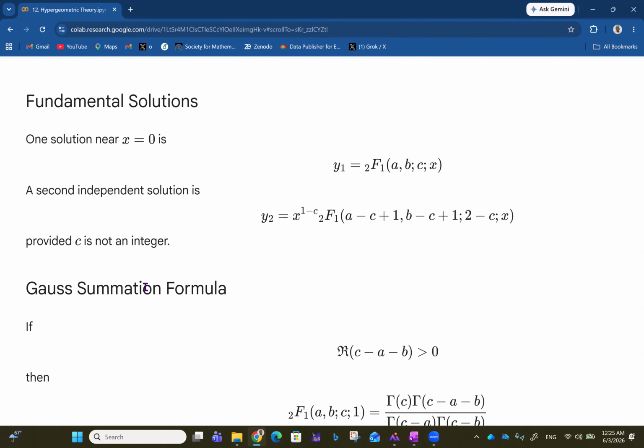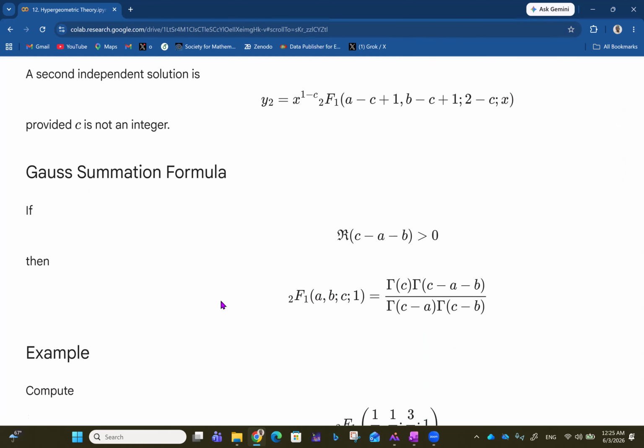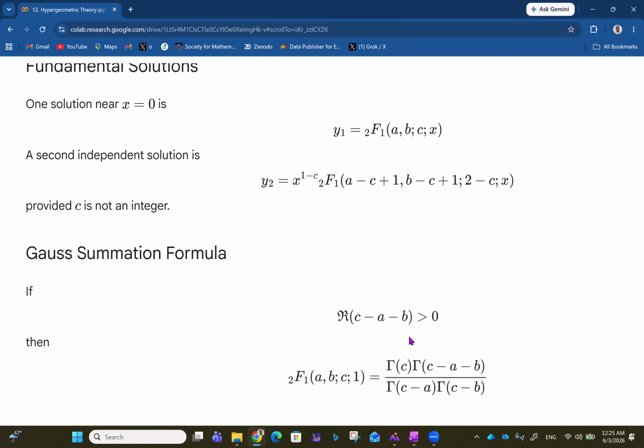Then you have the Gauss summation formula. If the real part of c minus a minus b is greater than 0, right? Then we can say that 2F1(a, b; c; 1) will be gamma c times gamma of c minus a minus b, all over gamma of c minus a times gamma of c minus b.